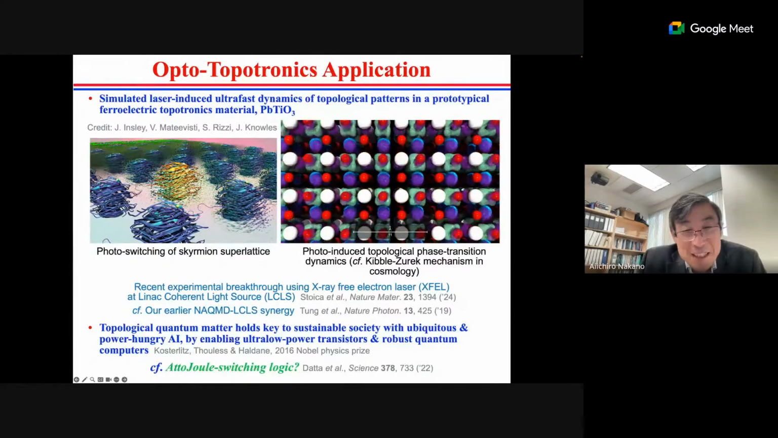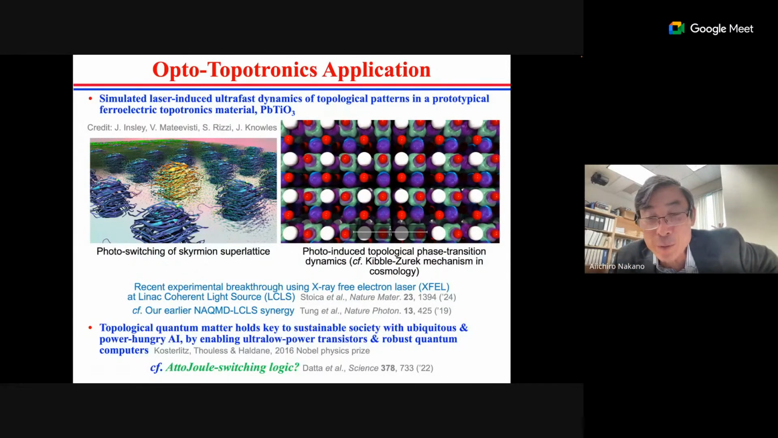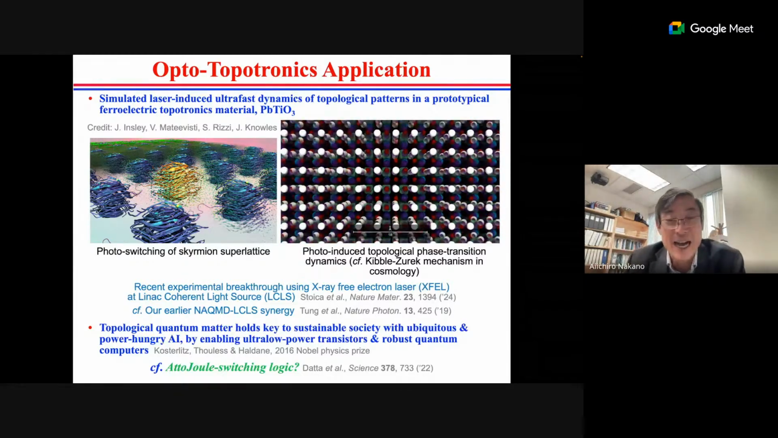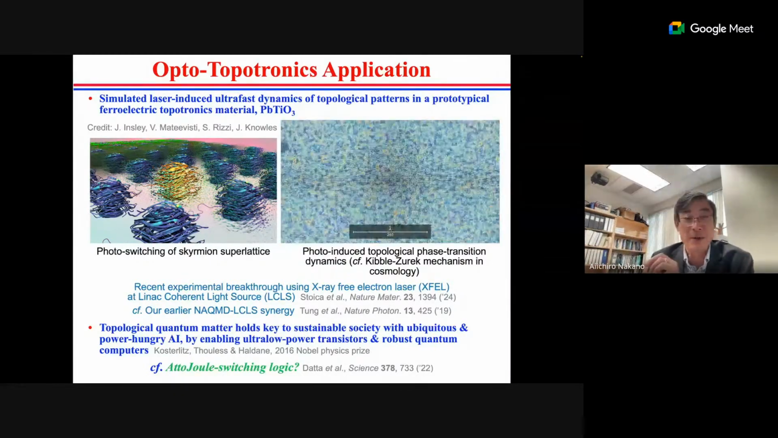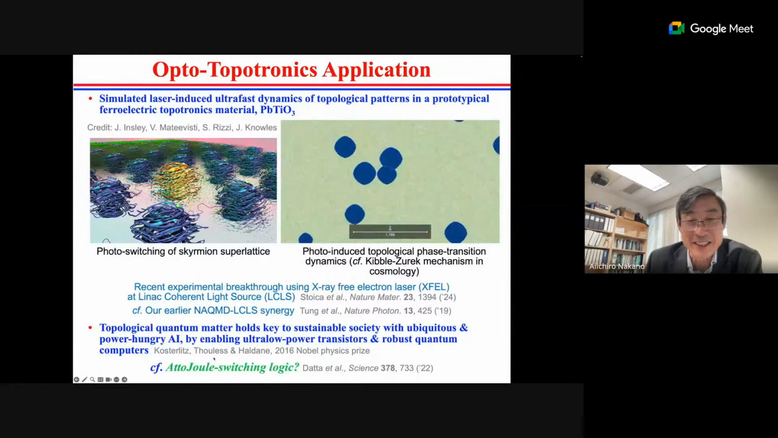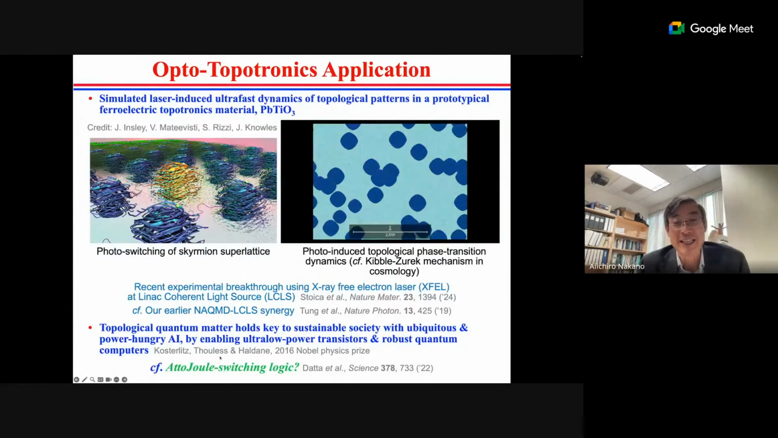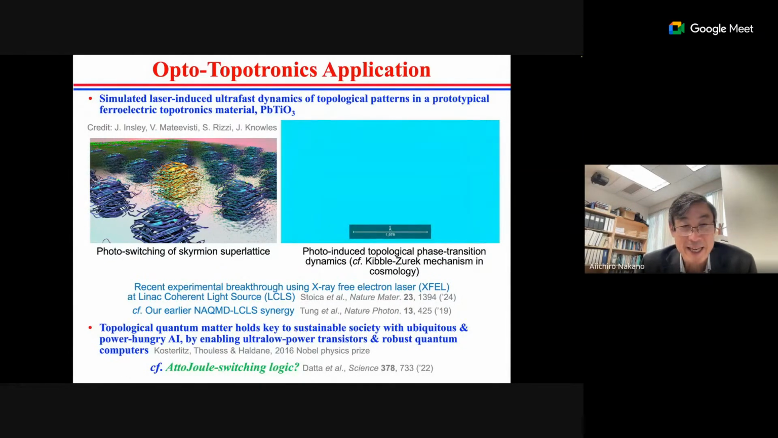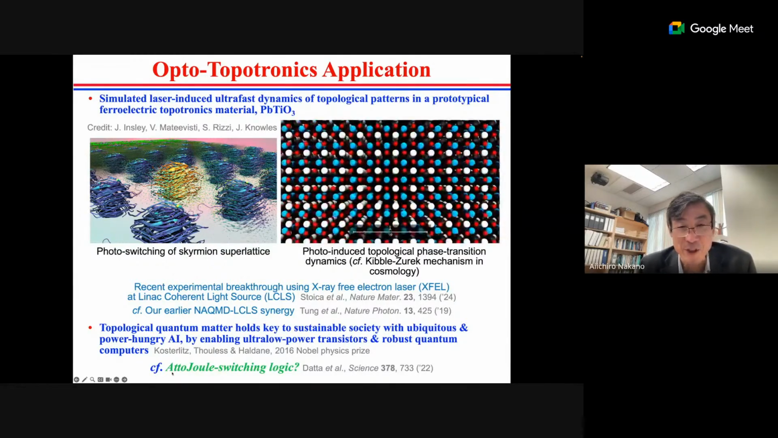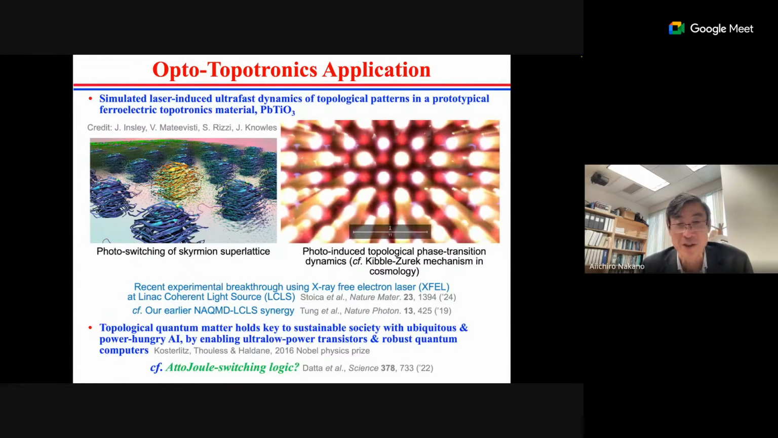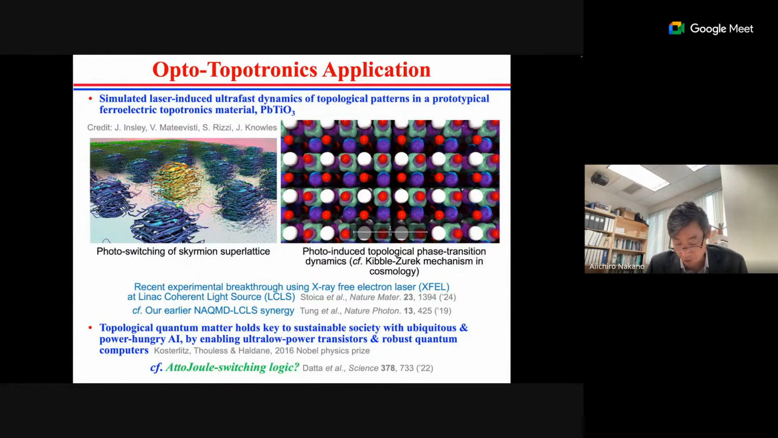So this topological quantum matter holds the key to a sustainable society with ubiquitous and power-hungry AI, by enabling ultra-low power transistors and robust quantum computers. This is a topic of the 2016 Nobel Physics Prize. An example is the so-called attojoule switching logic element, which is again many orders of magnitude lower in power consumption.